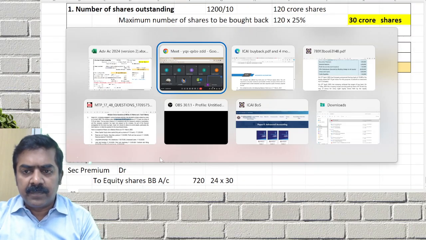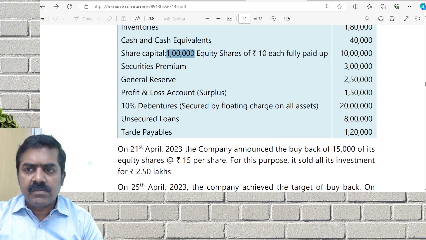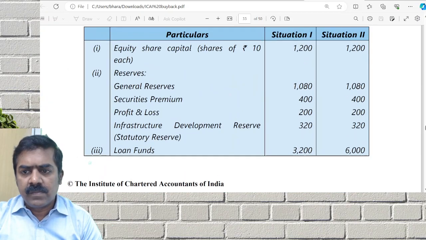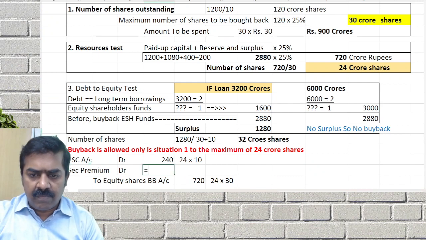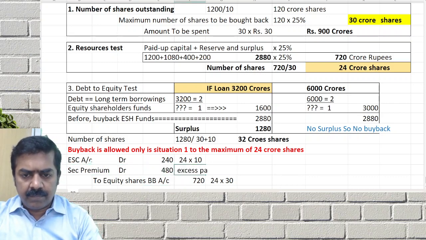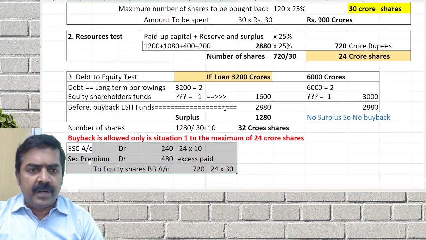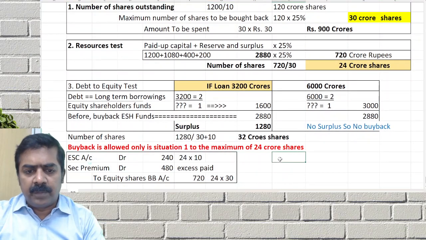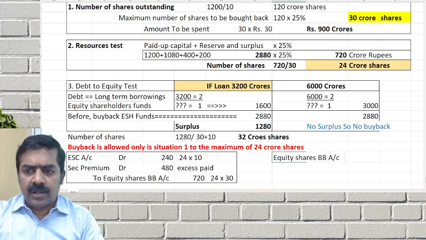Do we have securities premium? Securities premium is available, sufficiently available. If that is not available, use general reserve or P&L account like that. Pay the money to them. What is the entry for paying? Equity shares buyback account debtor, 720 to bank.